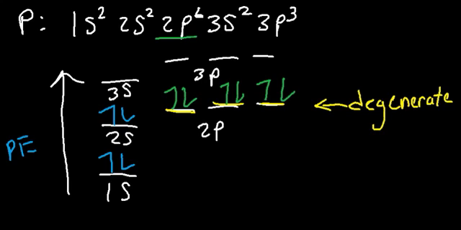2p6 is filled. So next, according to Aufbau's principle, we move into 3s, not 3p, because we have to go in order of increasing potential energy. So 3s2, and then based on Hund's rule, for degenerate orbitals, which are orbitals that have the same energy, we have to fill these orbitals one at a time. So 1, 2, 3. That's how you fill the orbital diagram for an element. Write the electron configuration first, then put the arrows in.